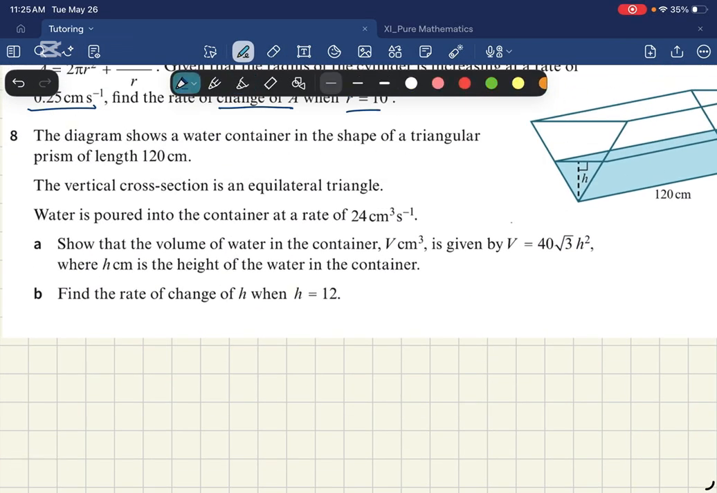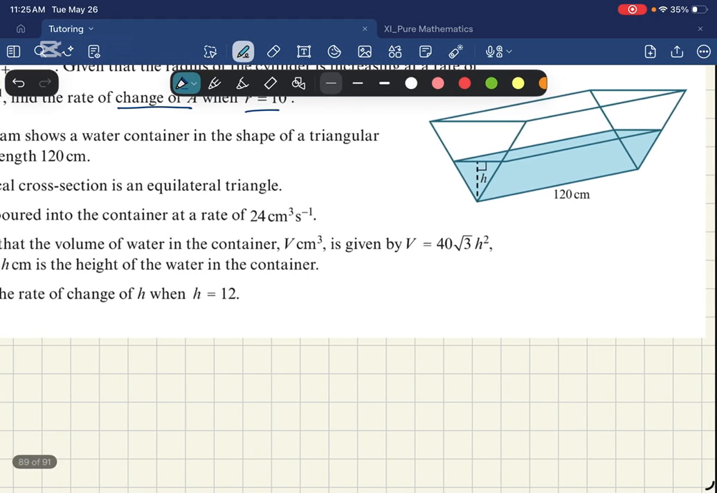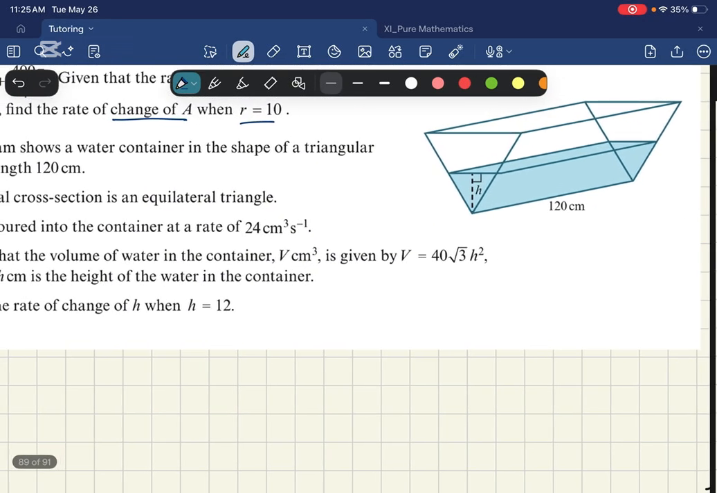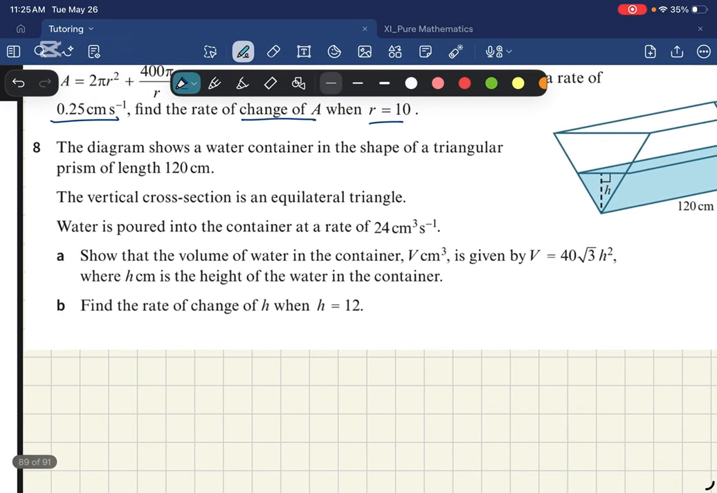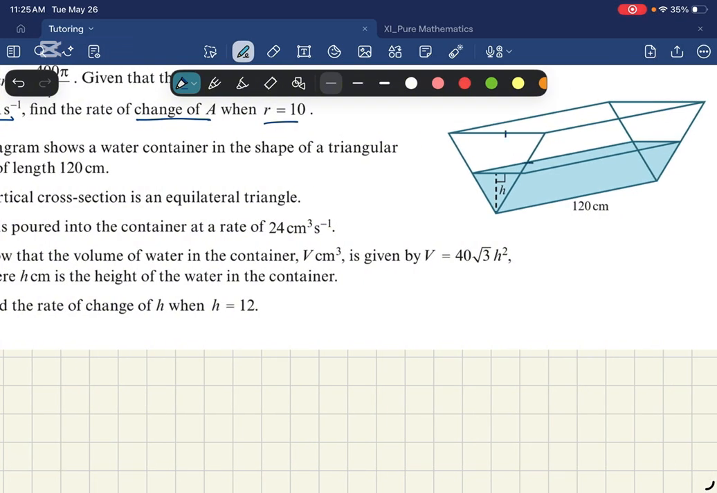So this is a water container in the shape of a triangular prism of length this. All right, so let's just use this diagram here. This is an equilateral triangle. The vertical cross section means if you cut like this vertically, then you are going to get an equilateral triangle. So this part is an equilateral triangle here. So all three sides are equal. So let's call the sides x.